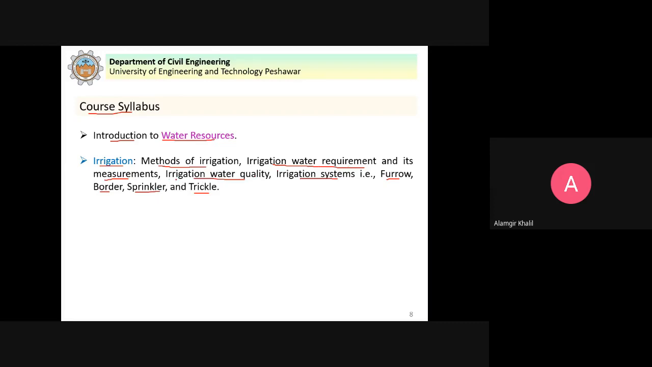Since we have to supply the water for crops, we should also check the water quality. Just like you study in environmental engineering, when you supply water to a community, you have to check the water quality. So if the water quality is not good for drinking purposes, we have to treat the water. So you have water treatment plant. Similarly, we have to check the water quality for irrigation purposes.